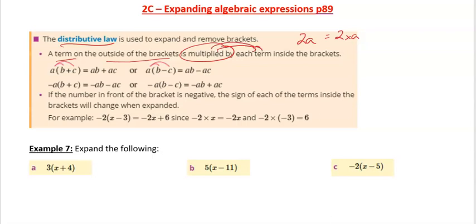So in this case, a times b plus c is going to be a times b plus a times c. And the same thing goes if we had a times b minus c. We multiply a times b, we keep the operation of minus, and then we do a times c. A lot of the time we miss that second step of doing a, the term on the outside of the brackets, multiplied by the second term as well.